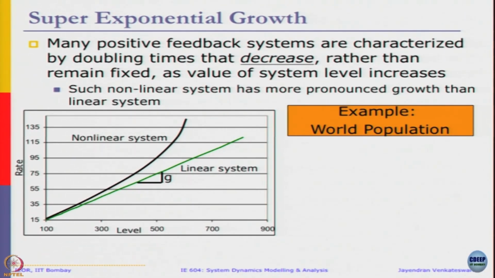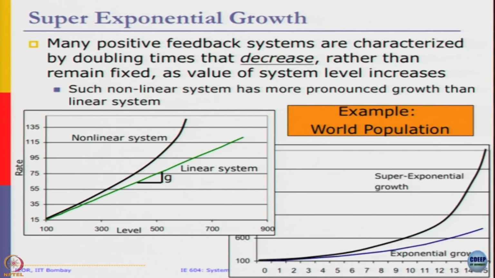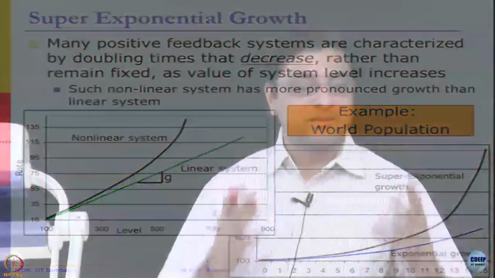But if G itself starts to increase as we go along, as the stock level increases, then you get what we call a non-linear system, because the level and rate relation now became non-linear and the growth is going to be more pronounced. Look at the world population example. If you assume exponential growth, then probably you will get the blue line. Super exponential growth, you are going to get this black line that you see here. Suddenly exponential growth does not seem so bad. You may be happy to have exponential growth. If exponential growth is bad, then super exponential growth is worse, so you want to move to exponential growth, then come to goal seeking kinds of systems.